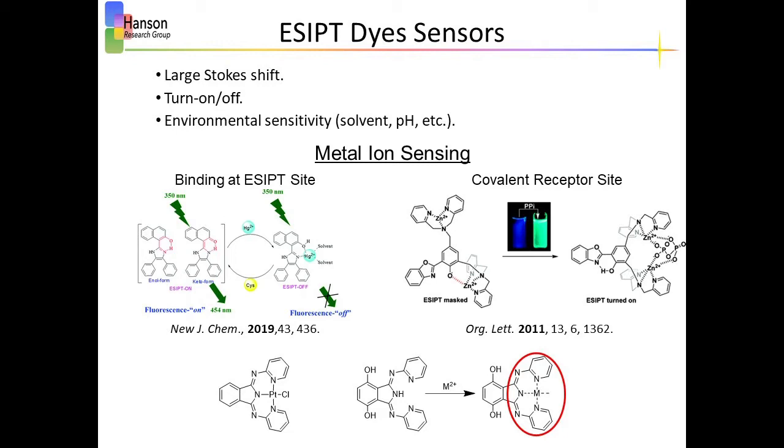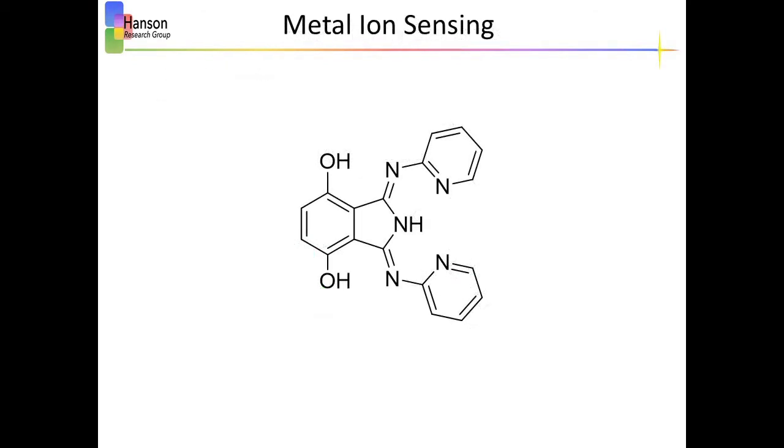ESIPT dyes are useful as fluorometric sensors because they exhibit a large Stokes shift in emission, can act as turn-on or turn-off sensors in the presence of analytes, and are sensitive to environmental conditions such as solvent and pH. For this project, we used 2,5-bis-2-pyridylamino-4,7-dihydroxyisoindole, here on out referred to as molecule 2, as a metal ion sensor.